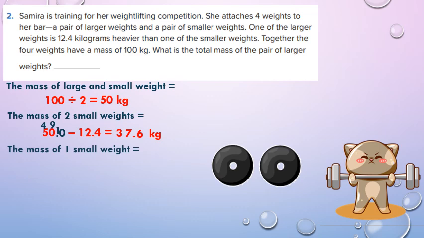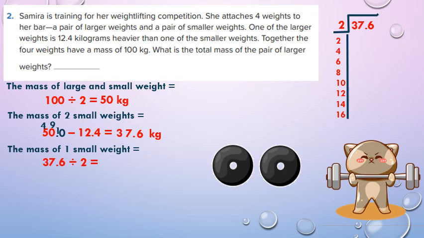We want to know the mass of only one, so we will divide it by 2. First, the multiples of 2: 2, 4, 6, 8, and so on. Any division starts from the left. 3 tens. We haven't got 3, the nearest number to 3 is 2. So take apart 20, divide 20 by 2, equals 1 in the tens place. Then subtract: 6 minus 0, 6, and 37 minus 20, 17.